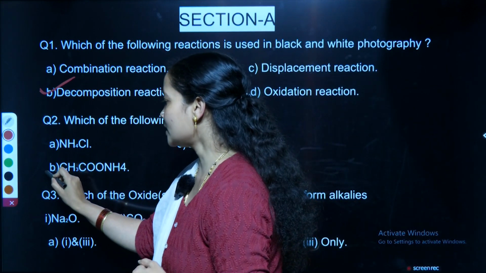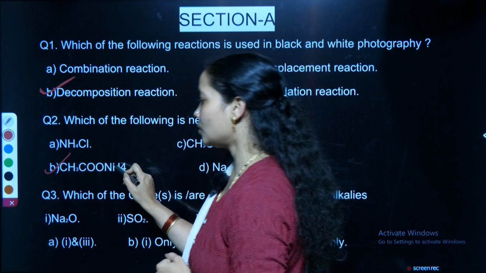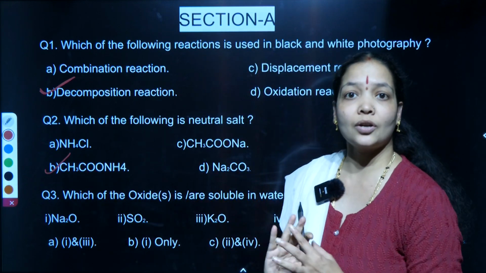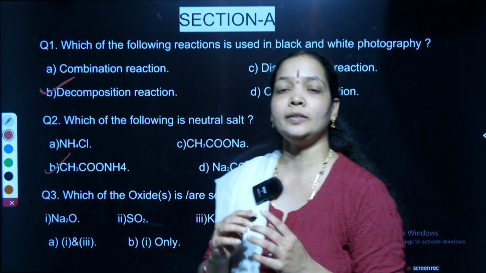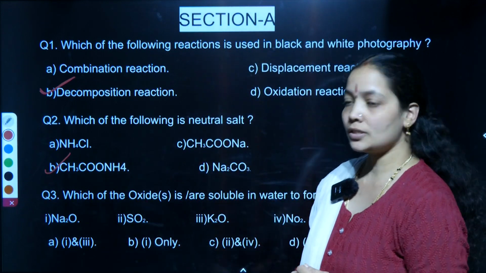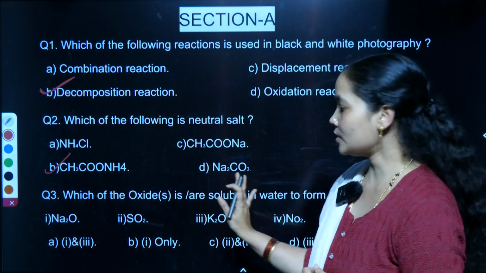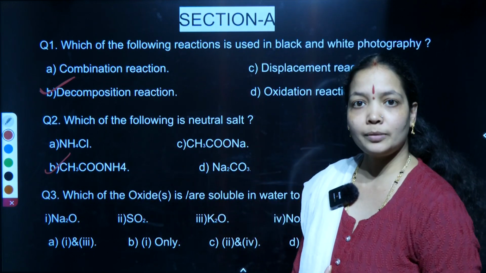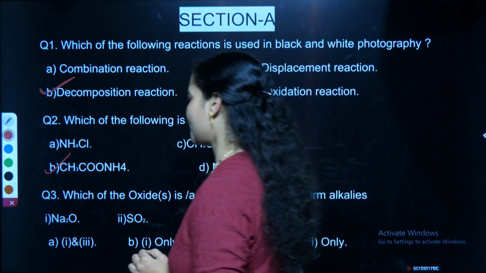If I go for CH3COONH4, obviously this is my positive radical and negative radical. The ions are not separated here. There are no important ions left over. So this will be the neutral salt among the given options. Na2CO3 is also not a neutral salt. So CH3COONH4 will be the neutral salt among the given options.